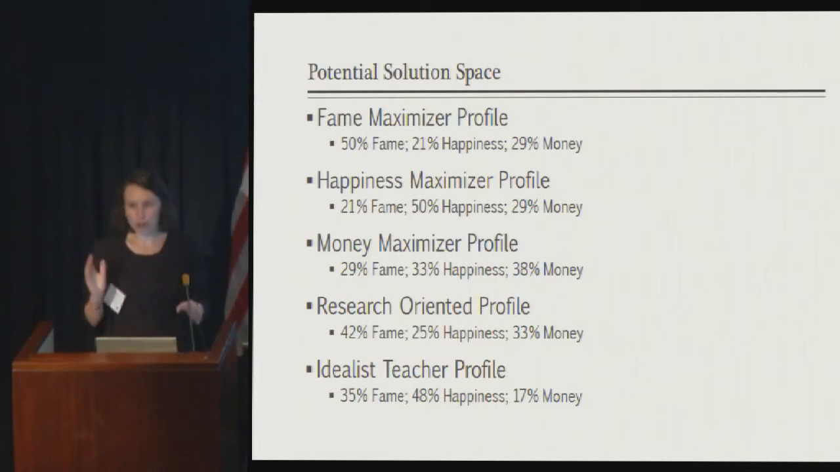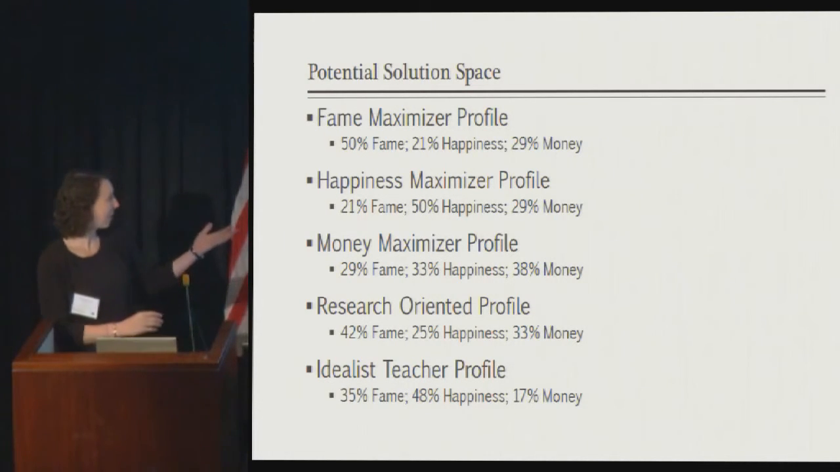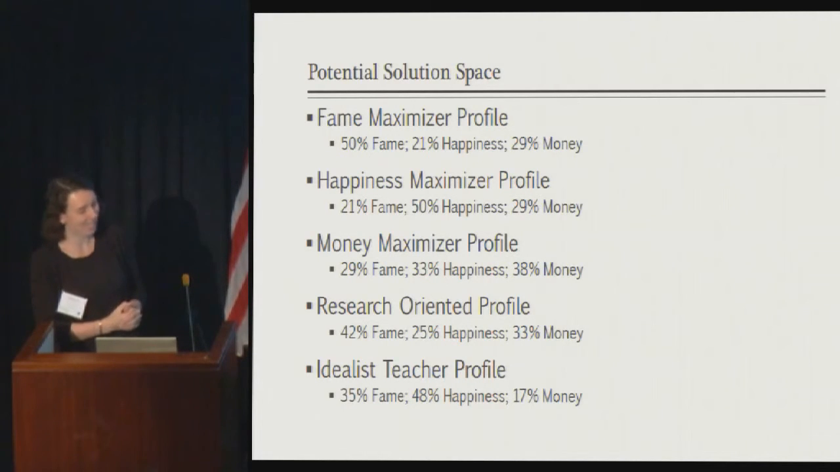And then we had two profiles. So if you were trying to gear all of her decisions towards a research-oriented profile, you would have got 42% fame, 25% happiness, and 33% money. But then the idealist teacher profile, as we know, always results in lower money. So she'd have 35% fame, 48% happiness, but unfortunately only 17% in terms of money.